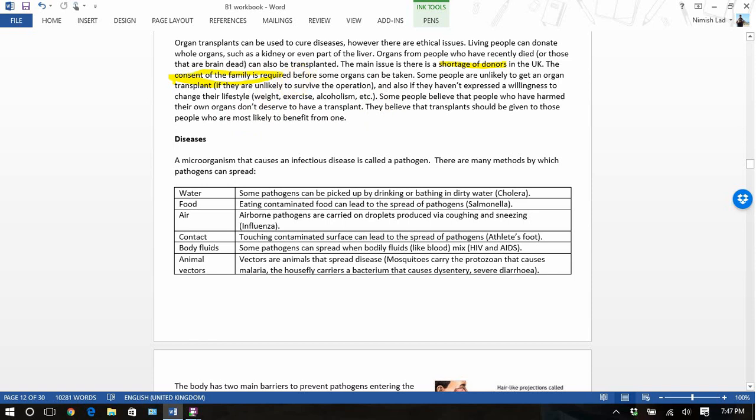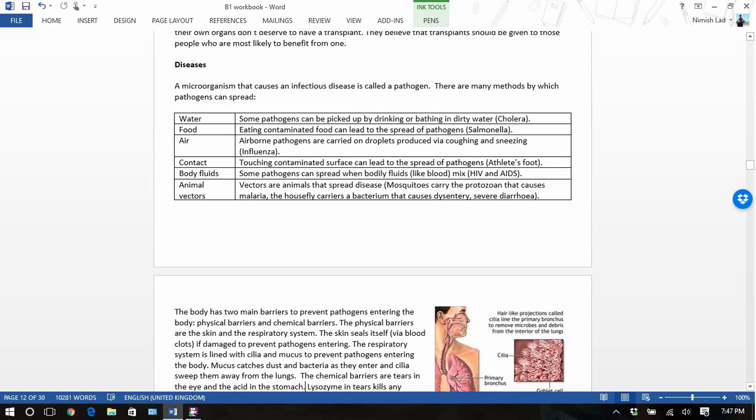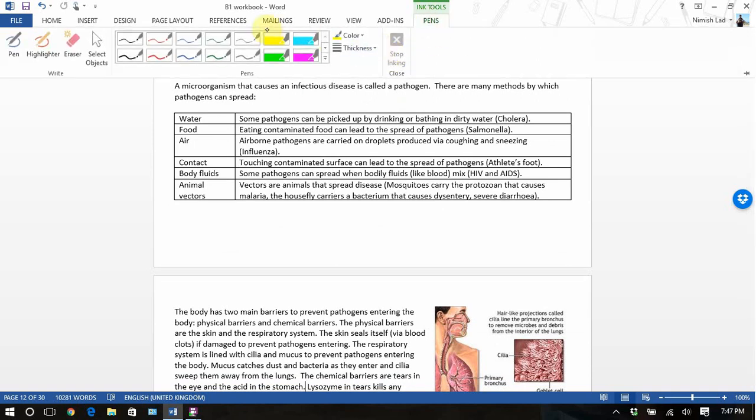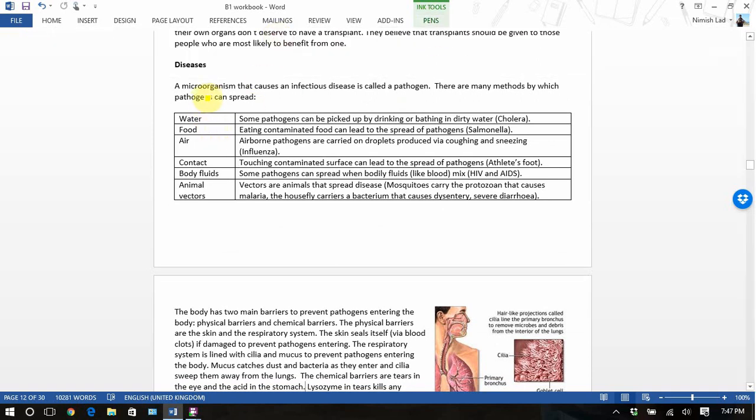Some people believe that people who have harmed their own organs don't deserve a transplant. They believe that transplants should be given to those most likely to benefit from them. Right, so moving on from drugs and the ethics behind drugs, let's get stuck into disease.